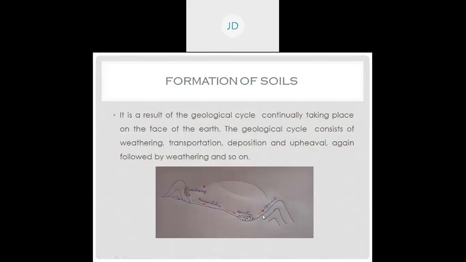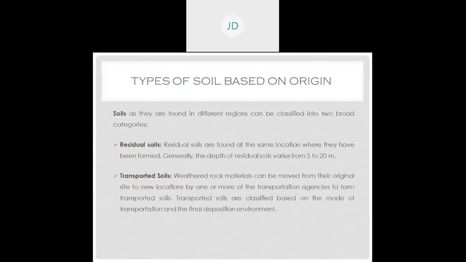So let's discuss types of soil. Based on origin of soil, we can classify the soil into two types: residual soil and transported soil. So by definition, what is residual soil? They are found at the same location where they have been formed. Generally the depth of residual soil varies from 5 to 20 meters from the ground surface.